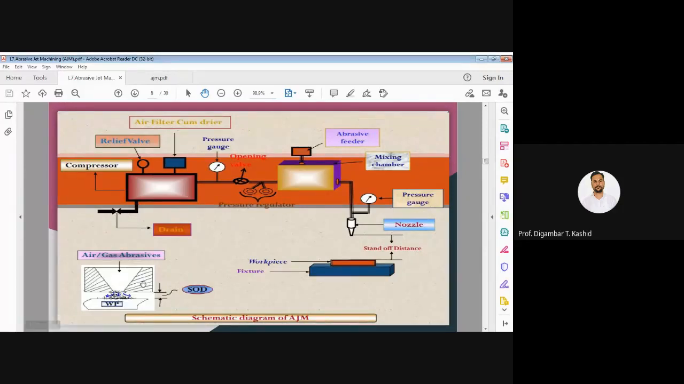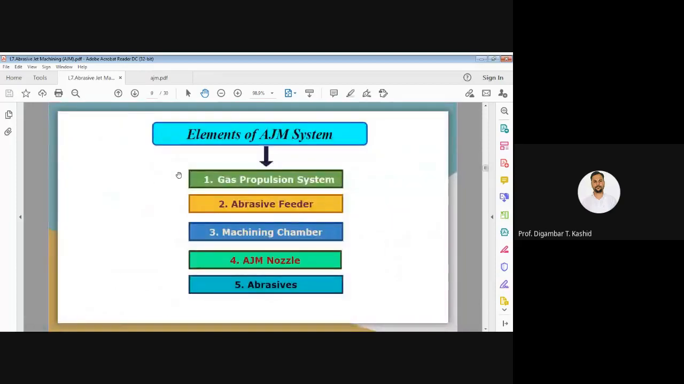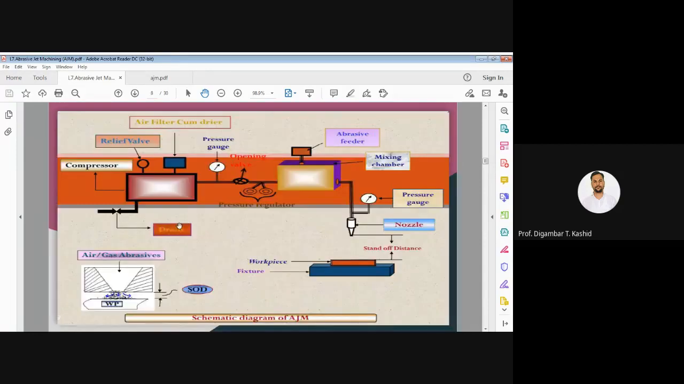Okay, so this is the setup. Now, one by one, we are going to discuss all the elements. So this point we will continue in the next lecture.